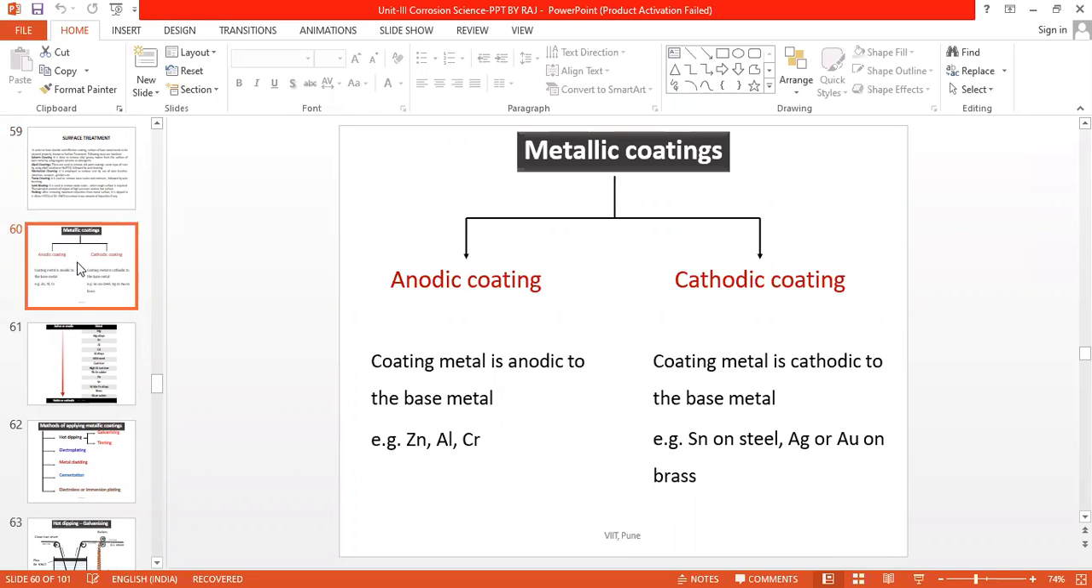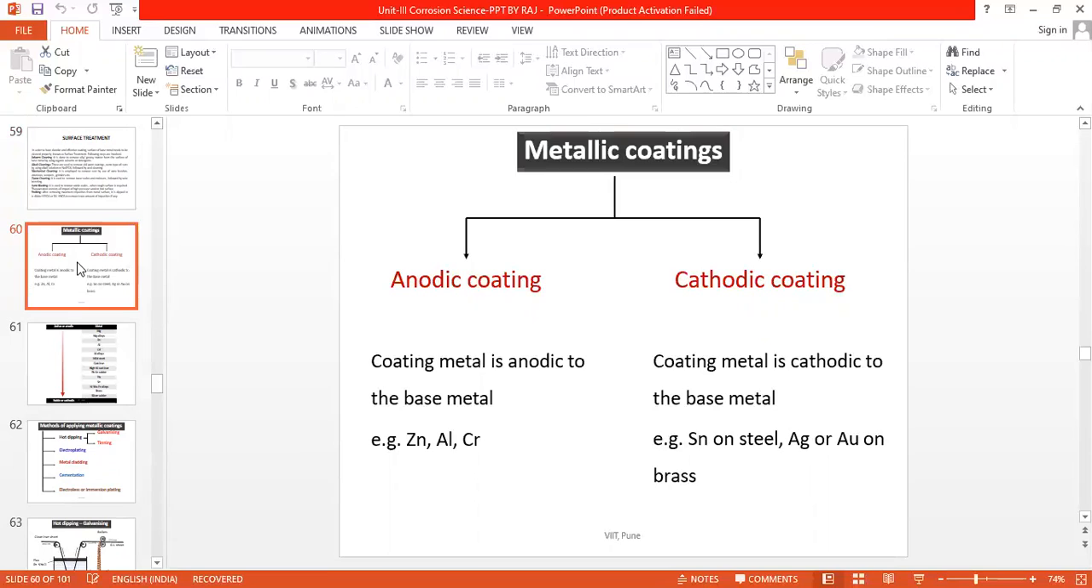In the last lecture, we have seen the two types of cathodic protection, that is by using sacrificial anode or by using external DC current, that is impressed current. Also, we have seen the anodic protection, that is passivation of metal, and the difference between them. Now we will see in today's lecture the application of metallic coatings.